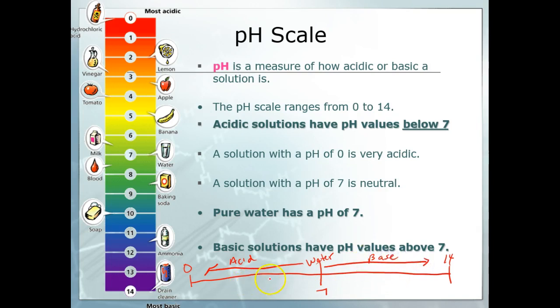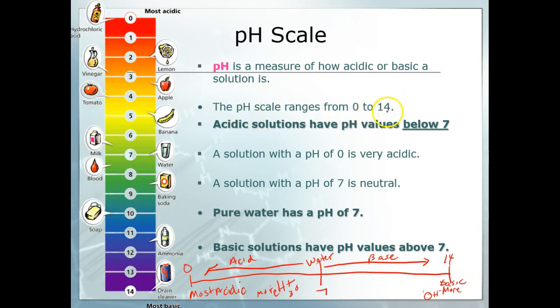The lower you get in the numbers, the more acidic. So more H plus ions or H3O plus ions. The more you go this way, the more basic, so you have more OH negative ions.